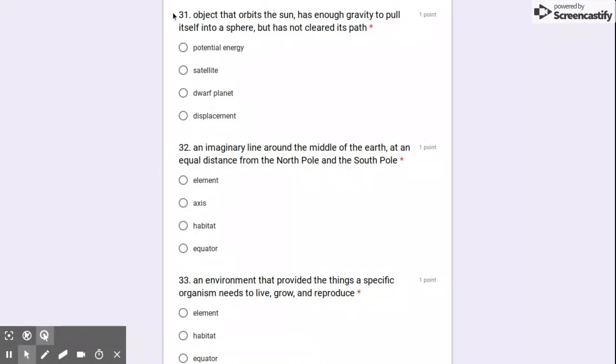Number 31. Object that orbits the sun, has enough gravity to pull itself into a sphere but has not cleared its path. Potential energy, satellite, dwarf planet, displacement.